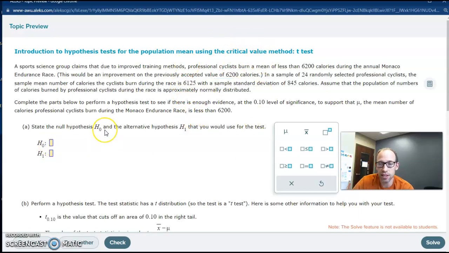So our null hypothesis should always have an equal sign in it. We're doing a mean, so this should have the mu, the population mean. And what's the nothing situation here? Well, we want to see if the calories burned is less than 6,200. So the null, the nothing hypothesis, would be, well, it's not less, it's just boring old 6,200, nothing going on. The alternative, because of that directional word less than, we are going to use the less than symbol. Remember that these two always match and the numbers always match. Only the symbol is different between the two hypotheses.